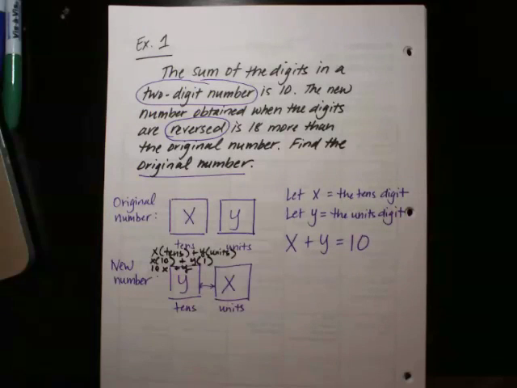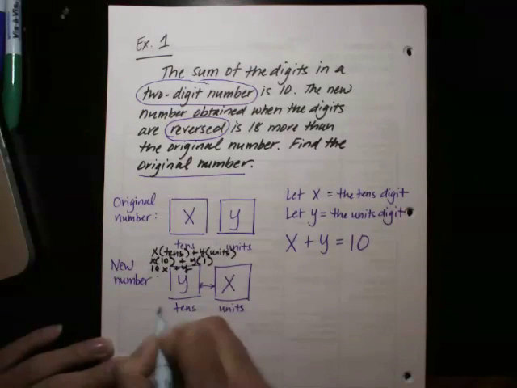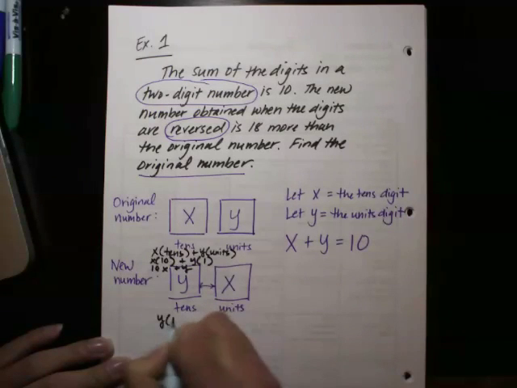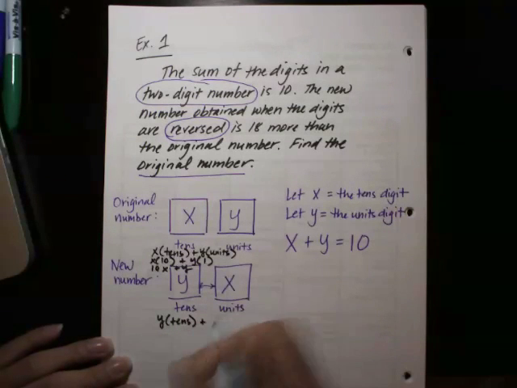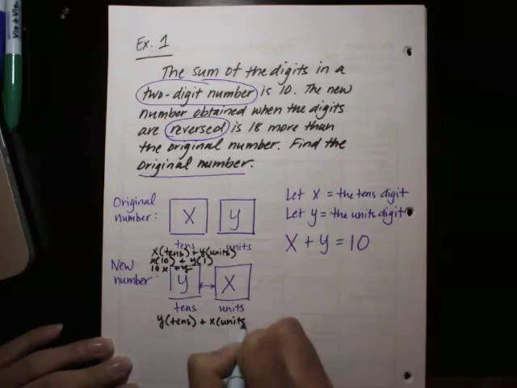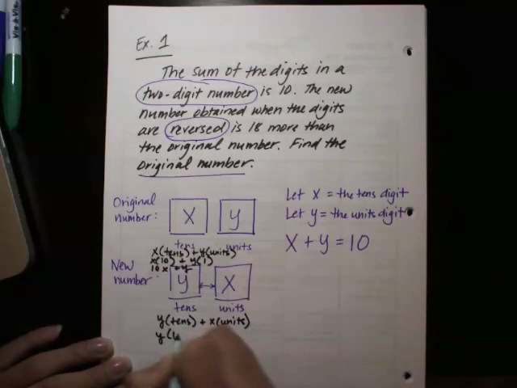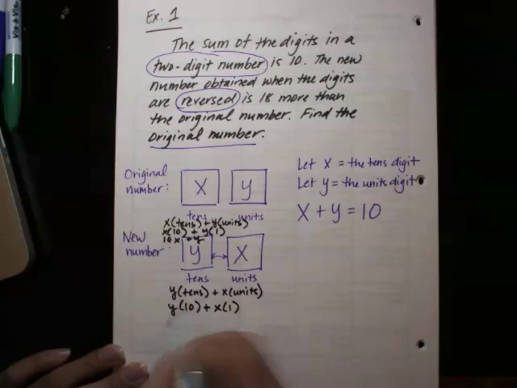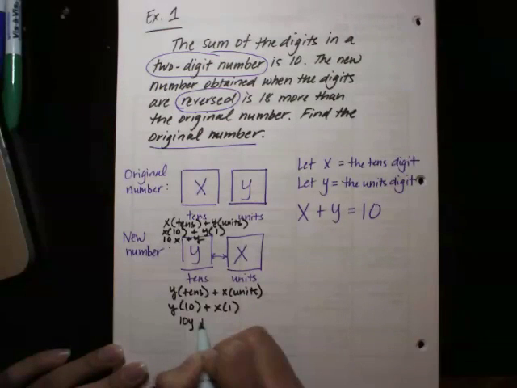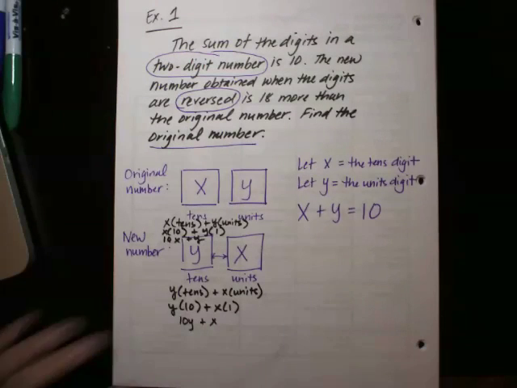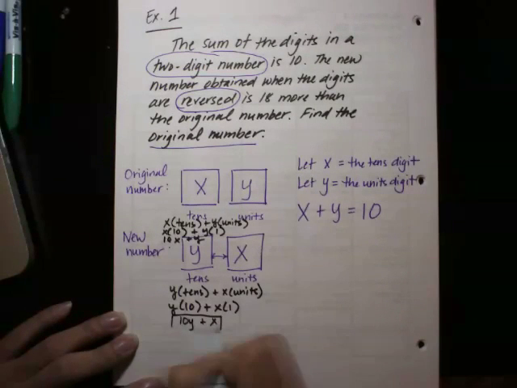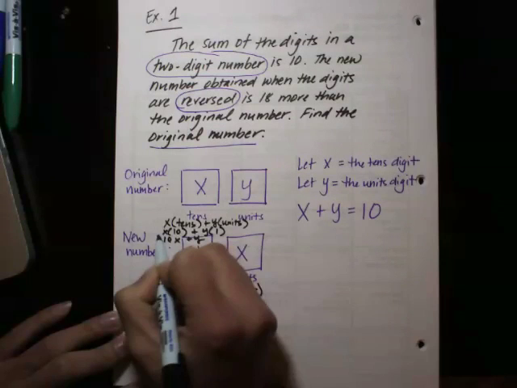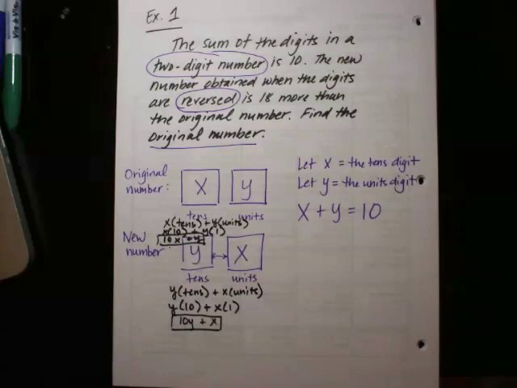Let's take a look at the value of our new number. We have y tens plus x units. So y times 10 plus x times 1 will be the value of our new number. Simplifying that, we'll have 10y plus x. So keep this in mind. We have the value of our new number, the value of our original number. We're going to use these to translate the second sentence.